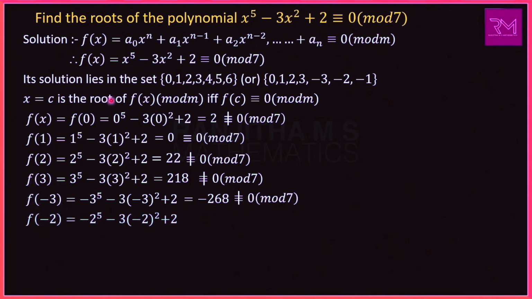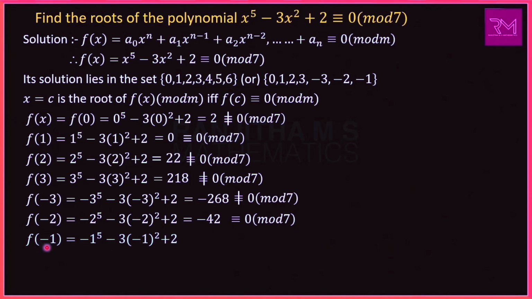Similarly, we have to find for x equals 5. Here 5 is the same as minus 2 because 5 is congruent to minus 2 under modulo 7. So substitute x as minus 2, we get minus 2 whole power 5 minus 3 into minus 2 whole square plus 2. If we simplify this value in the calculator, we get minus 42. Here, while substituting negative signs, we have to be very careful. This value is minus 42. Obviously, minus 42 is congruent to 0 mod 7 because 7 divides minus 42, so it satisfies. Therefore, x equals minus 2 is also a root for the polynomial.